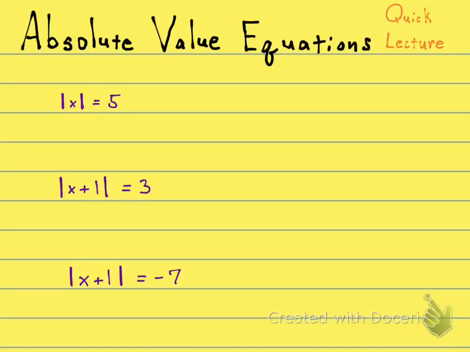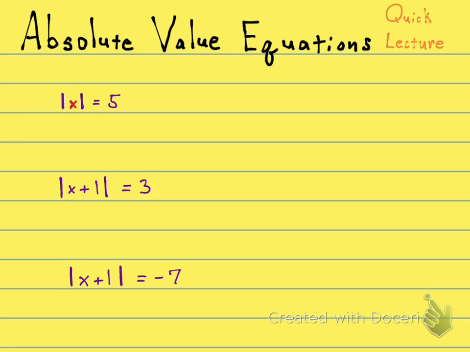Let's talk about absolute value equations. And we see that for every one of these, we have absolute value bars and we have an equal sign. So that means it's an absolute value equation. And ask yourself, what could I put in here for x that would give me a 5?